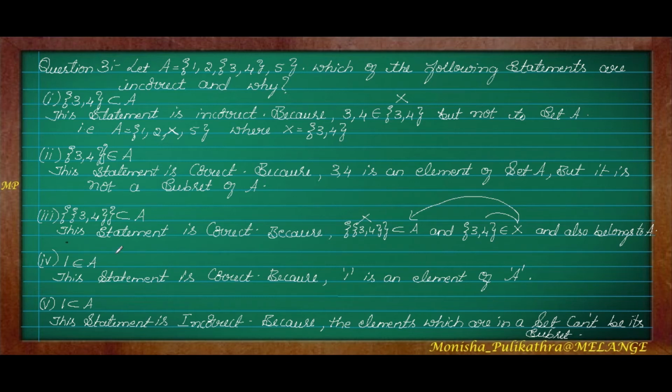Next question is 1 belongs to A. This is clearly a correct statement because 1 is an element under set A. So 1 belongs to A is a correct statement. Next is 1 is a subset of A. No, this is absolutely wrong because 1 is an element in set A. So 1 is an element in set A, but 1 is not a subset of set A.